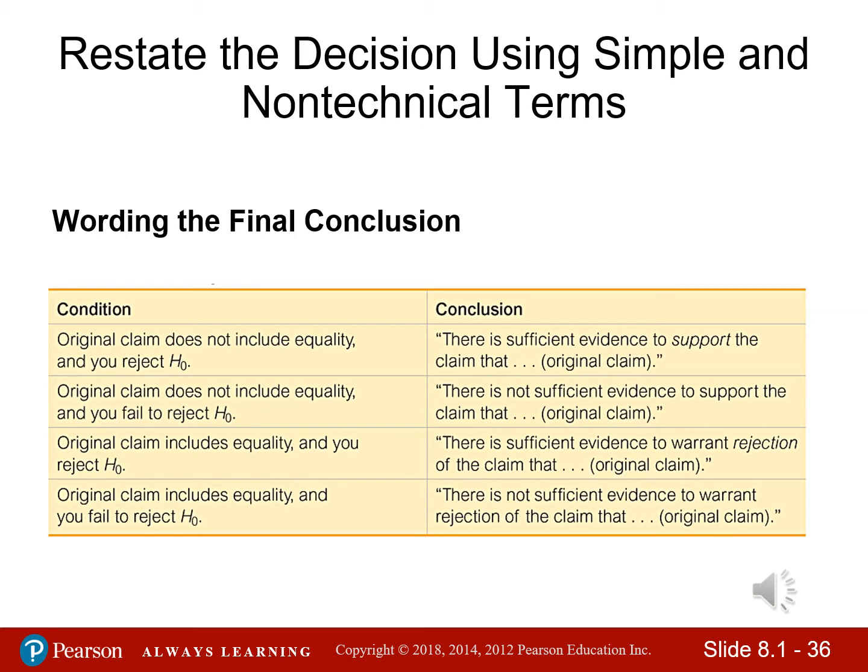If the condition is that the original claim includes the equality and you reject the null hypothesis, you would say that there is sufficient evidence to warrant a rejection of the claim. And finally, if the condition is that the original claim includes the equality and you fail to reject the null hypothesis, then you would state that there is not sufficient evidence to warrant rejection of the claim.